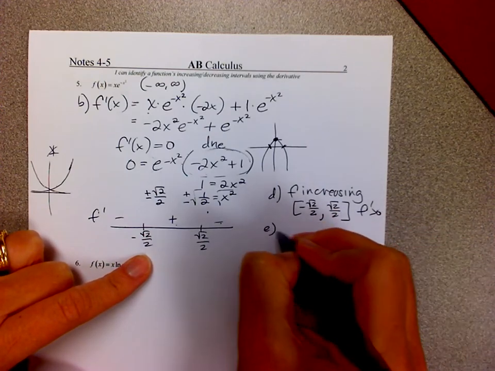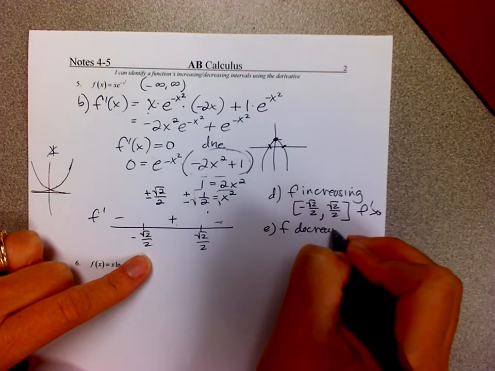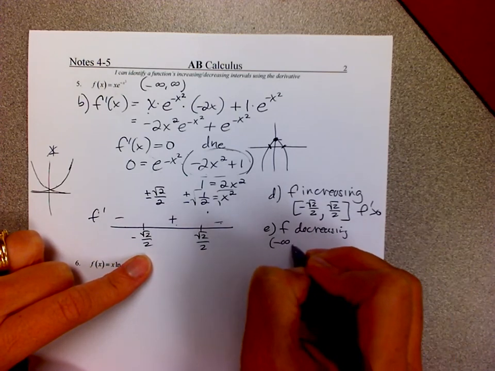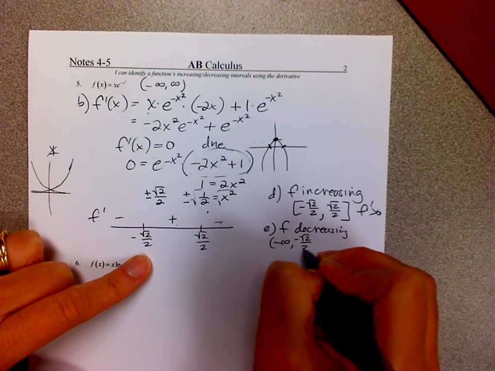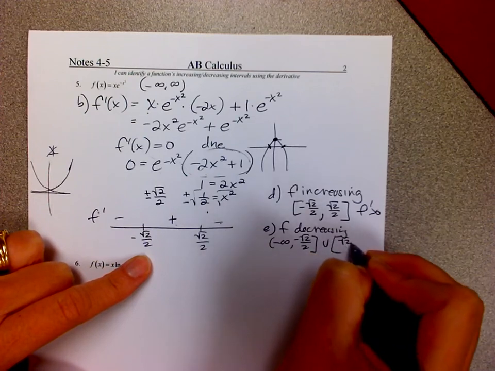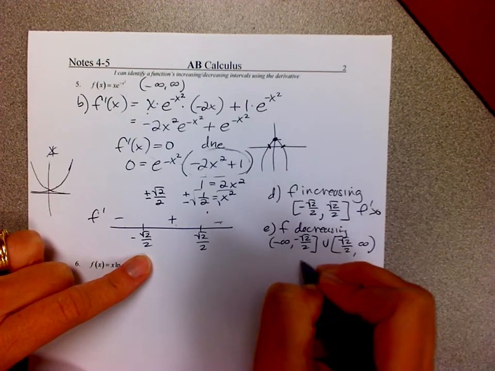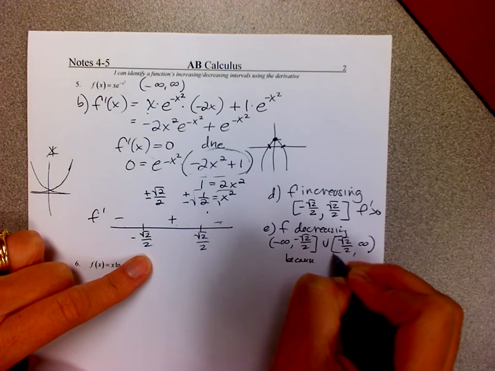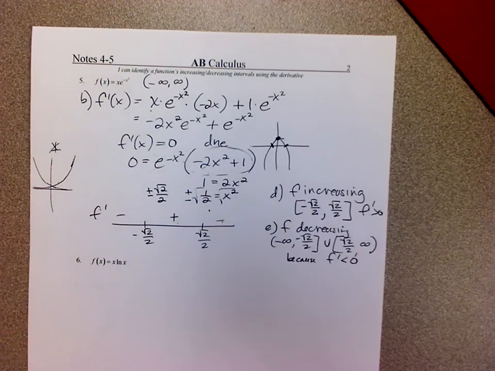And then we know that f is decreasing on the other intervals, from negative infinity to negative square root of 2 over 2, and again from positive square root of 2 over 2 to infinity, because f prime is less than 0.